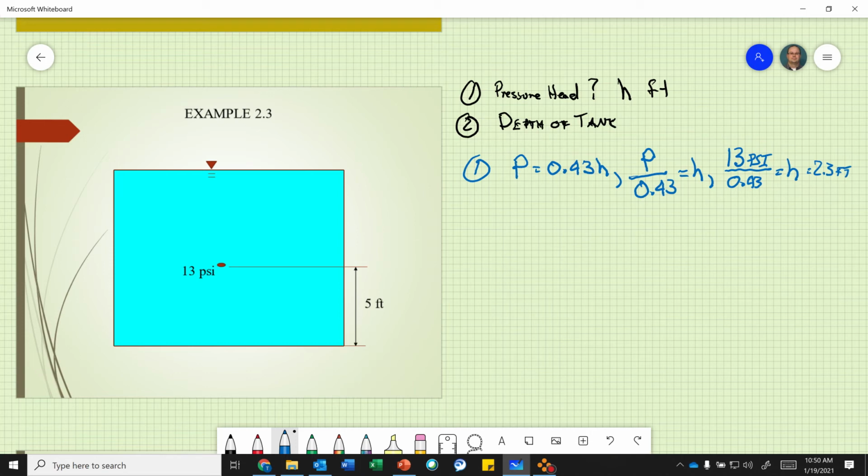The pressure gauge on an open tank at a point 5 feet above the tank bottom registers 13 psi. So 13 psi. Let me take a look here. I'm going to pause for a second.